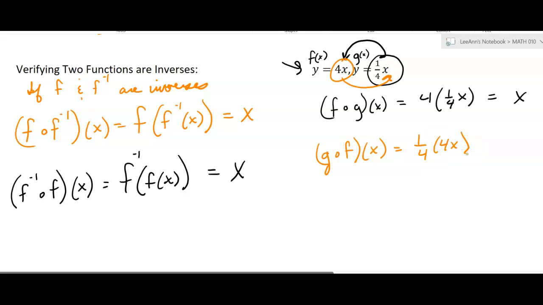Now this function is not extremely exciting. You just have one operation going on in each of them, but you do get x. If you think about it a little bit, in this function, I'm going 4 times x. And how do you undo 4 times something? You divide by 4, right? Or 1/4 of it. So that's why they're inverses.